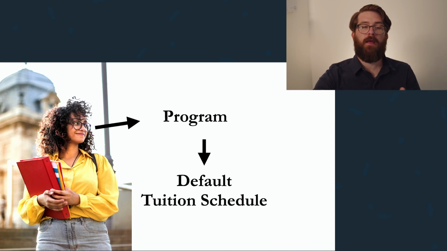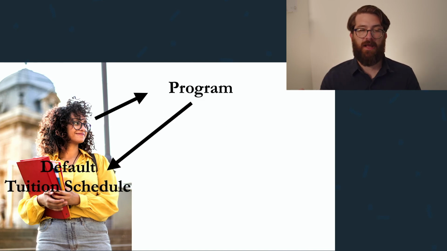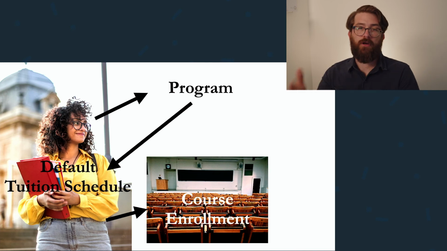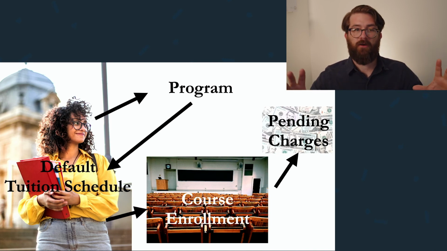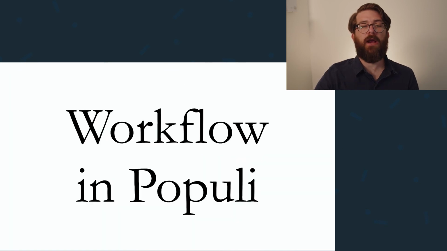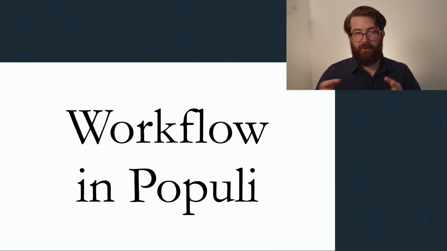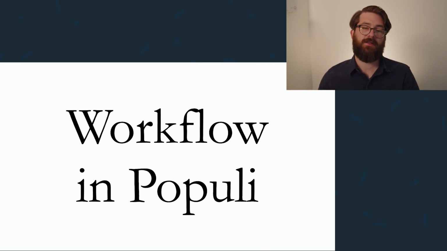So we have a student, they get a program, and then that program has with it a default tuition schedule. So that student now has that default tuition schedule on their profile. Then they enroll in a course or courses, and that creates pending charges. Okay, so that's a real quick overview of what we're talking about. Now we're actually going to go through the workflow in Populi. So we'll go step by step on how you would set this up so you can get an idea of what that actually looks like in the system.